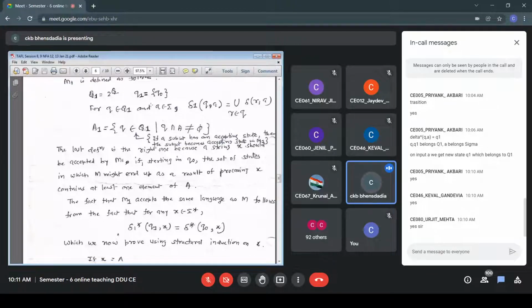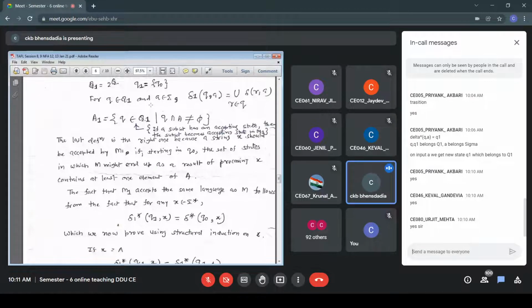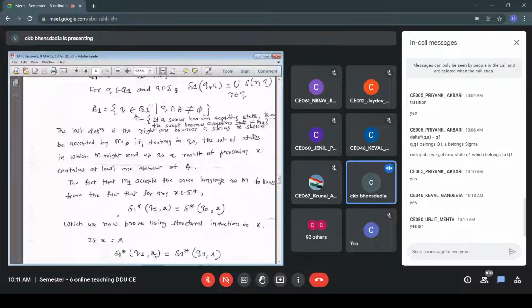In order to prove L of M1 equal to L of M, we are now going to prove delta 1 star Q1 X equal to delta star Q0 X using structural induction on X. As we are going to use structural induction, we don't explicitly state an integer n, but it is implicitly used, and implicitly it is the length of X. So length of X equal to 0 becomes my basis, and in the basis we want to prove delta 1 star Q1 X equal to delta star Q0 X for X equal to null. My left hand side is delta 1 star Q1 X with X null, so that becomes delta 1 star Q1 null. And what is delta 1 star Q1 null?